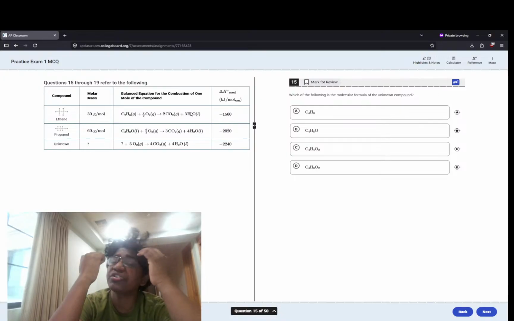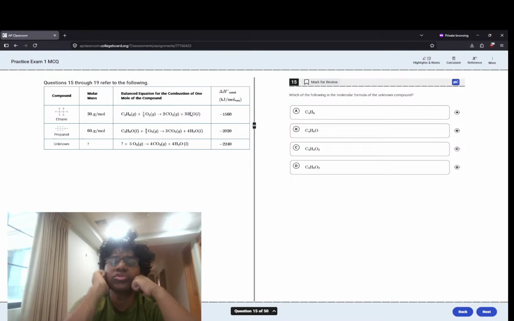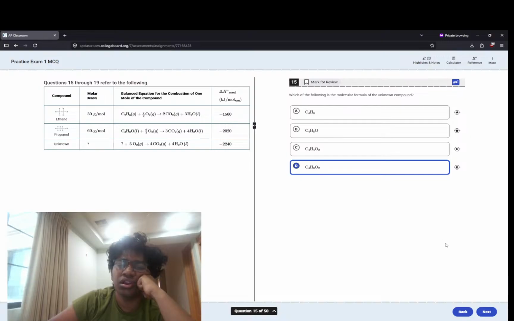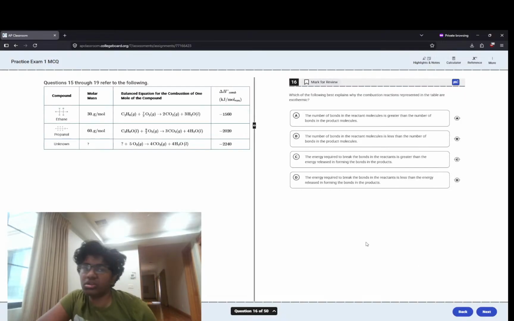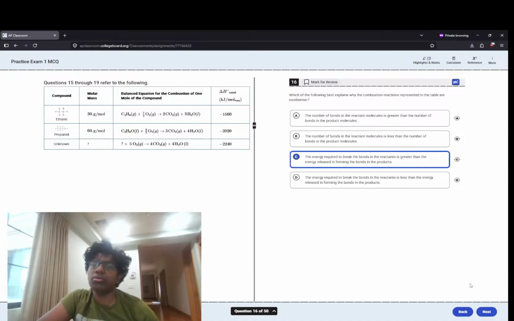So you know that it's a hydrocarbon. So you know probably has hydrogen carbon. So I'm just gonna guess this answer and we'll move on. We need to come back and review that. So why are these exothermic? So obvious it's this.